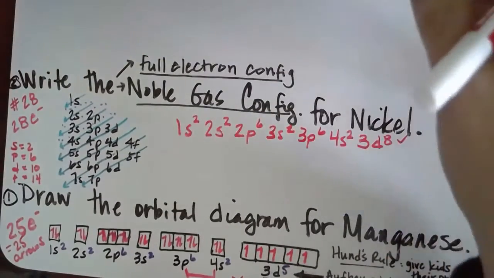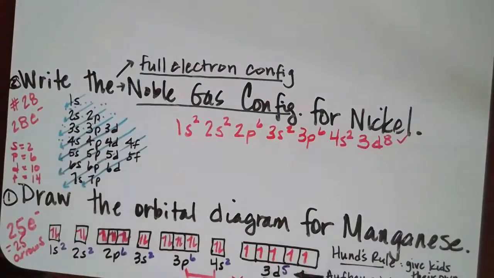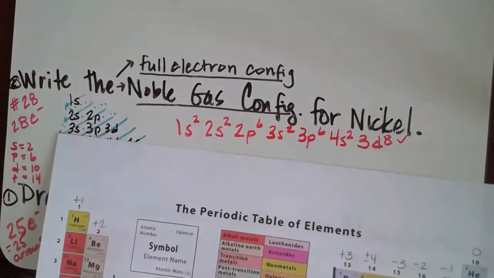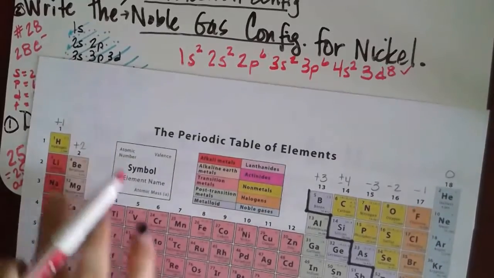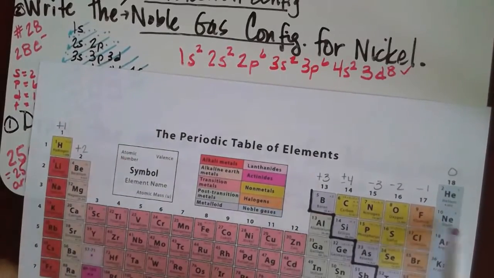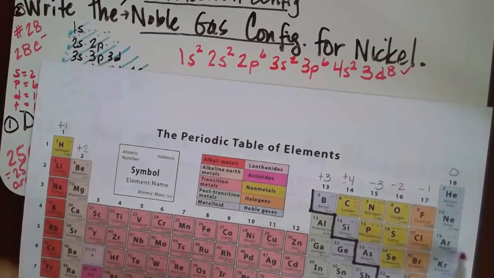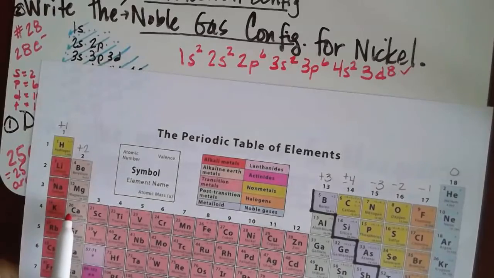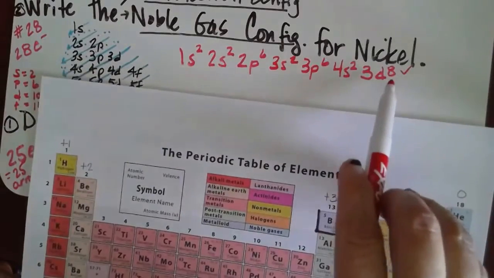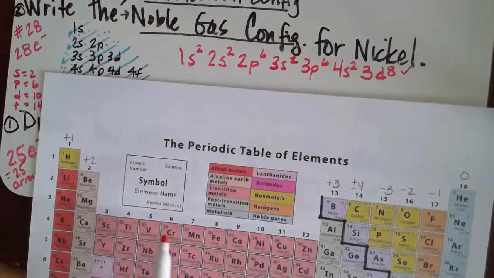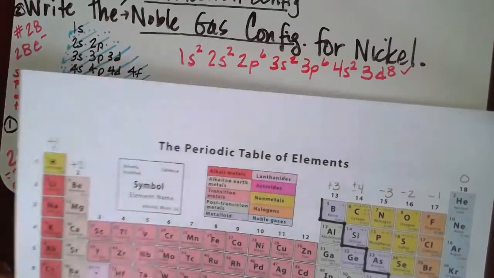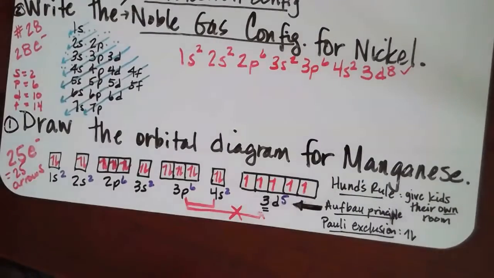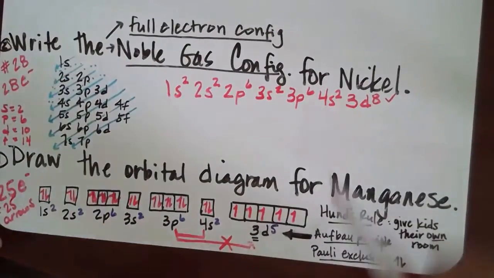Okay, and if you want to use the periodic table to check it, 1s2 starts at the H, so we're at H, 1s2. And then 2s2. Okay, keep going: 2s2, 2p6, 3s2, 3p6, 4s2, 3d8. 1, 2, 3, 4, 5, 6, 7, 8. There's nickel.